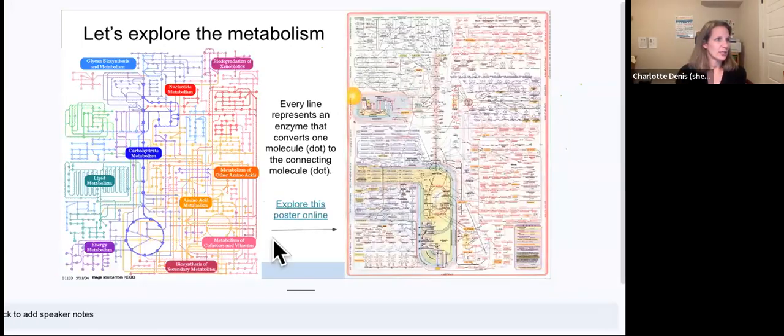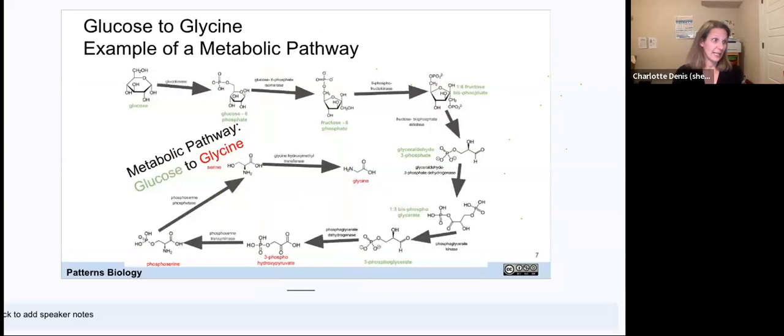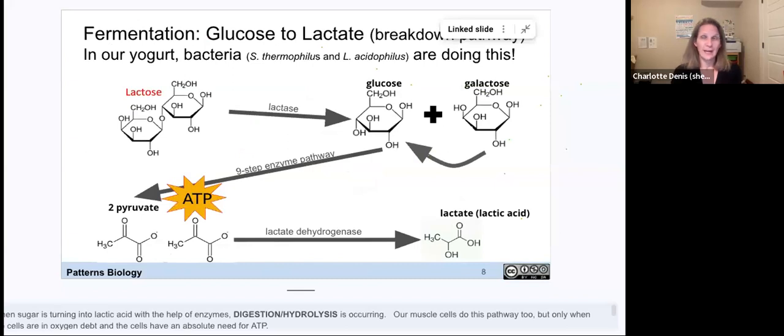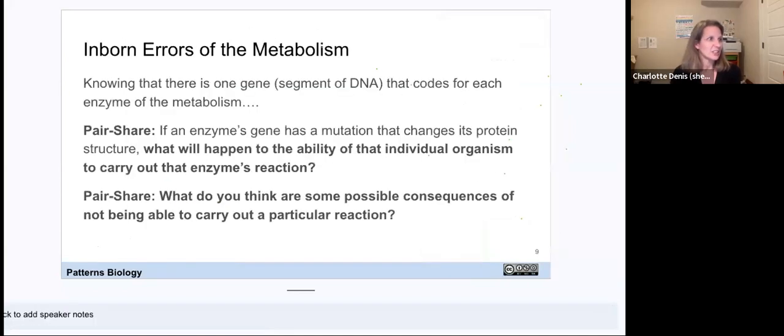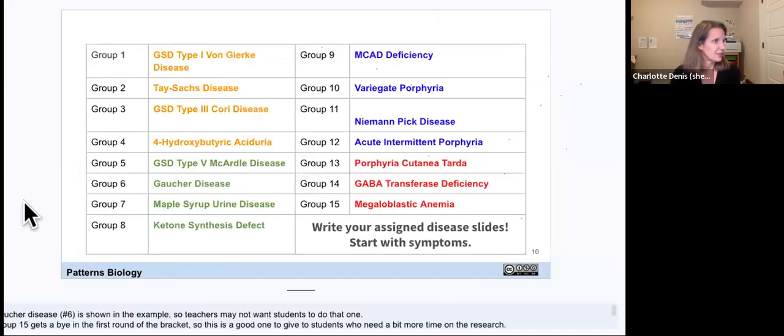And then we look at this. Oh, here's that poster that Karen mentioned, the one that shows all the metabolism. It looks like this. And then we talk again about glucose to glycine, the idea of this metabolic pathway. Another metabolic pathway, fermentation, that we investigated with yogurt. And then we ask students to select from this list one of these 15 different conditions that they are going to investigate.